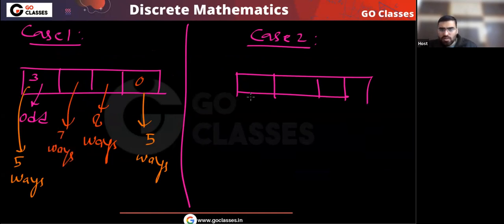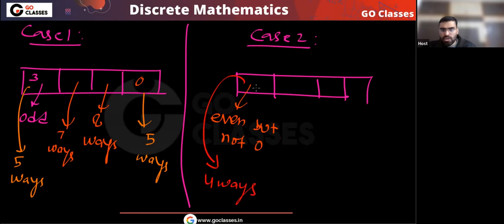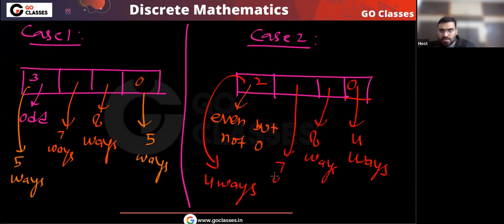Now what is case 2? Case 2 means you are putting some even number here, but that even number is not 0. So here you have even but not 0. How many ways? Total 4 ways. You are putting some even number, but that is not 0. Once this is done, now total 4 ways. Now you can put 0 here, there is no problem. Now there are 8 ways, and total 7 ways. So finally the answer will be what?